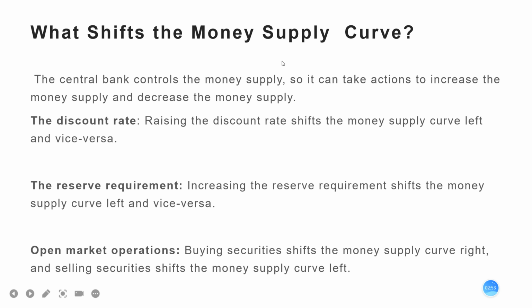And what shifts the money supply curve? The central bank controls the money supply, so it can take actions to increase or decrease the money supply. For the discount rate, raising the discount rate shifts the money supply curve left and vice versa. For the reserve requirement, increasing the reserve requirement shifts the money supply curve left and vice versa. And finally, open market operations: buying securities shifts the money supply curve right, and selling securities shifts the money supply curve left.